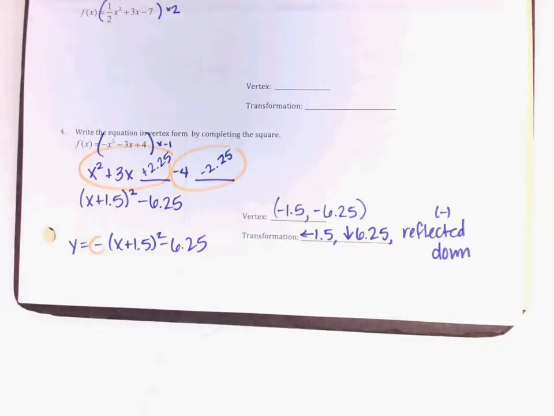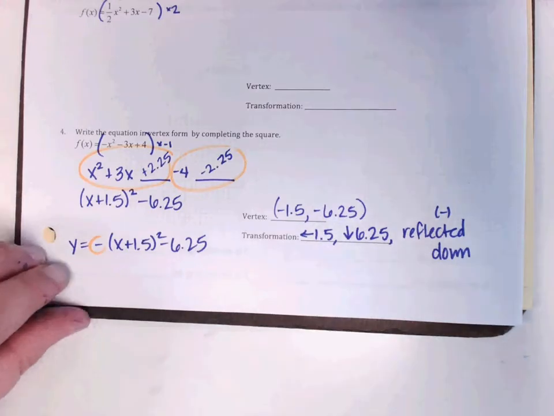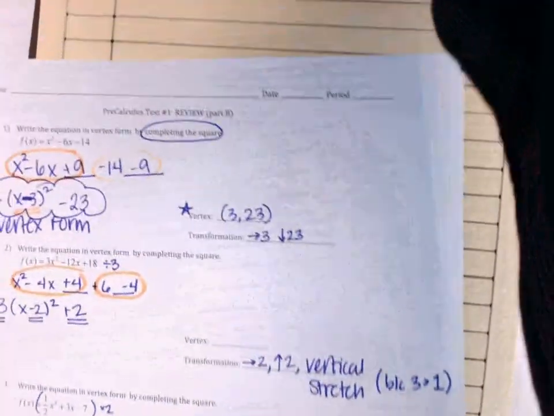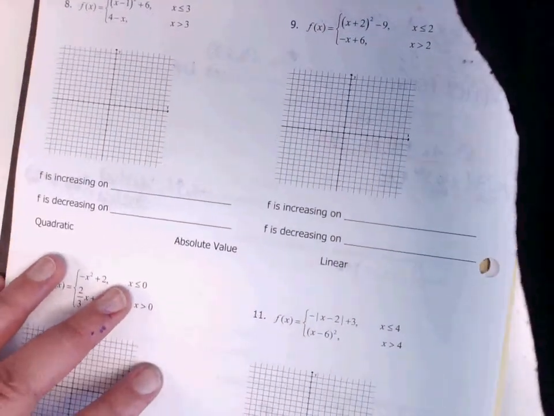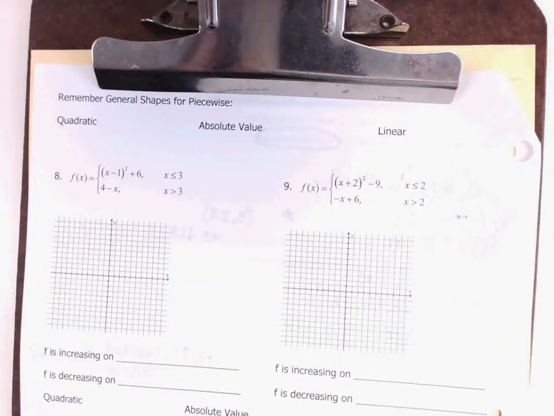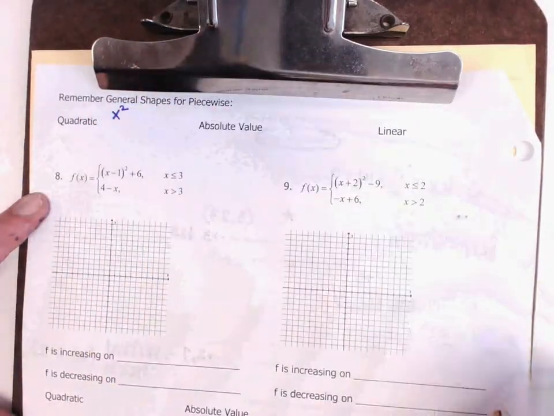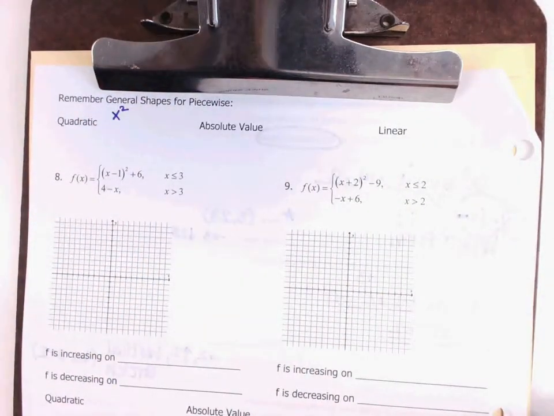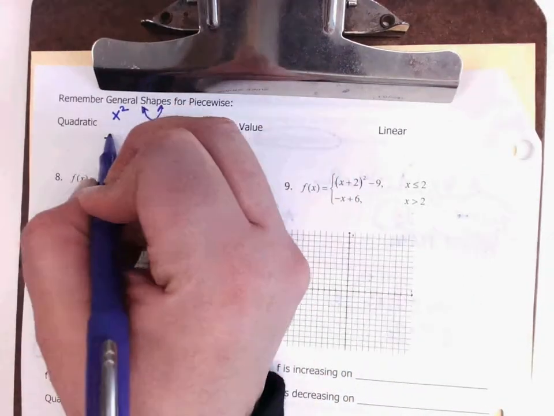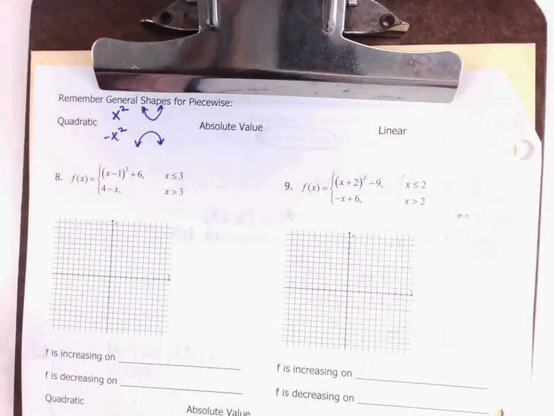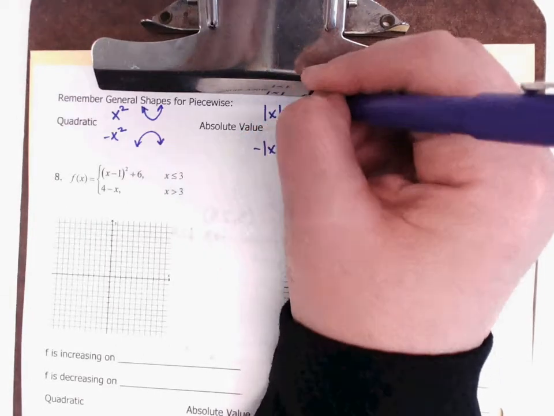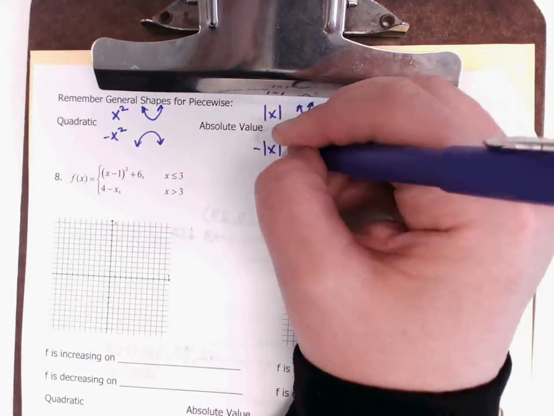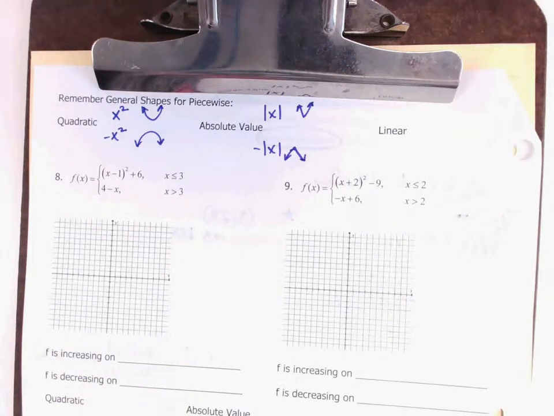All right, turn the page. Okay, next page, you have two questions that you have to graph on your test tomorrow. So let's just remember the general shapes here at the top. If it's an x squared, which shape is it going to be? Is it a line, a V, or a U? A U. If it's a negative x squared, your U just opens down. If it's an absolute value, this guy, it's a V. One V goes up, one V goes down, based on if it's positive or negative.